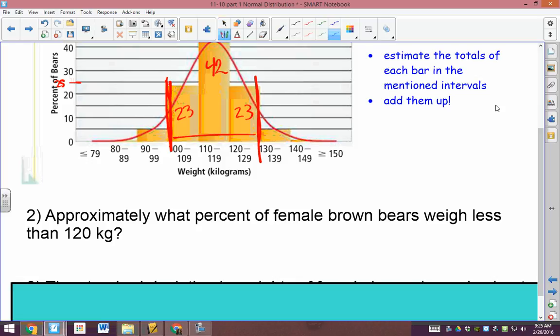Referring to the same graph, approximately what percent of female brown bears weigh less than 120 kilograms? So here's 120, and we're talking about all of these bears. So let's finish estimating the bars. What do you think this looks like? That one looks like 5. Yeah, it looks like right on the line.